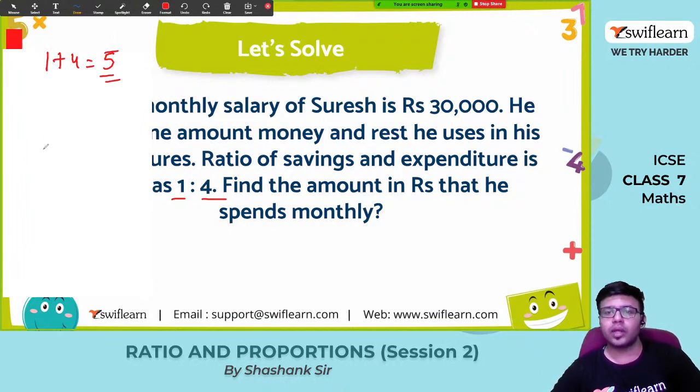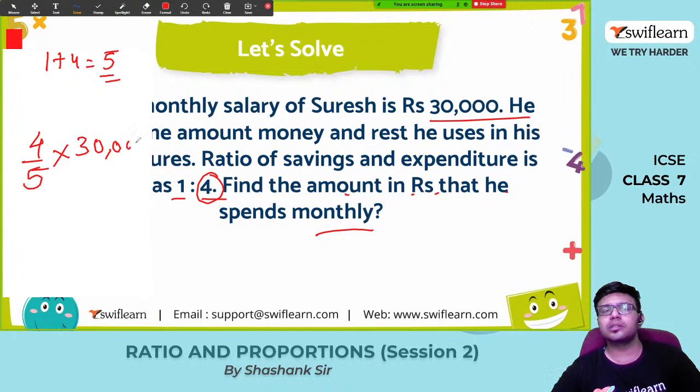Now, find the amount in rupees that he spends monthly. The expenditure part is the fourth, right? So 4 by 5 into the salary, which is 30,000. So 5 1s are 5, 5 6s are 30. 6,000 comes, 6 4s are 24. 24,000 rupees he is spending monthly. Okay, this is the answer.